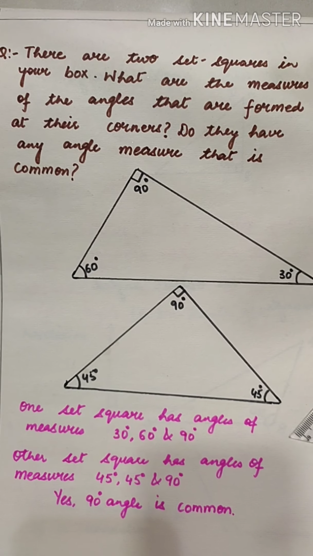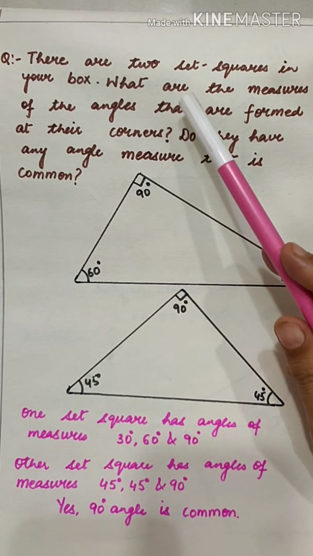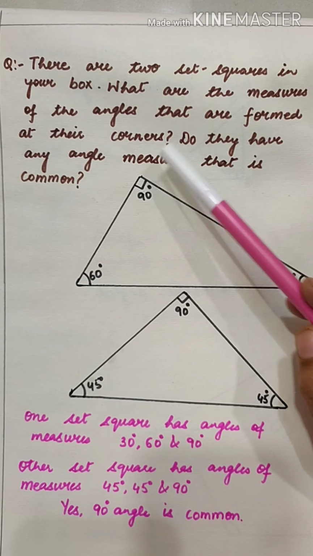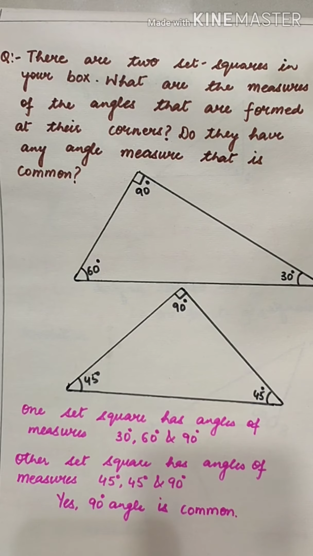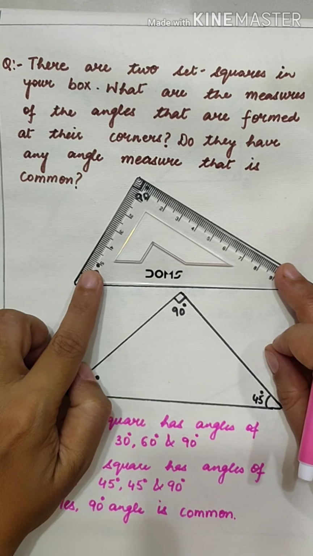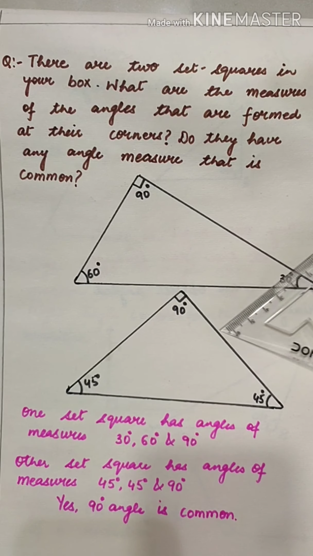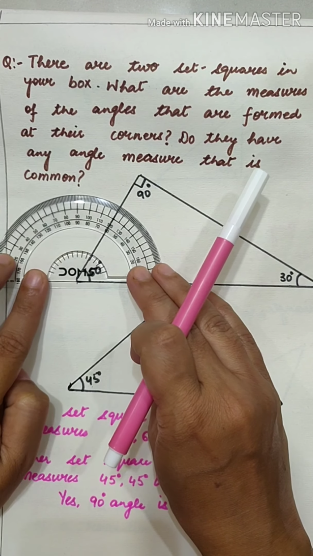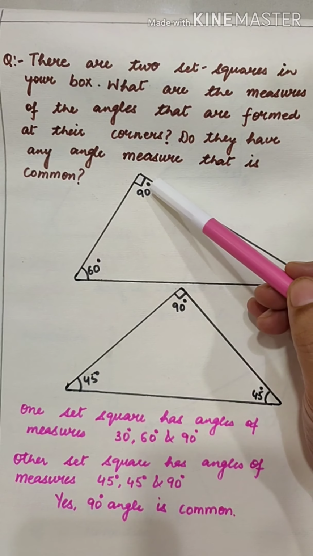Now the question is, there are two set squares in your box. What are the measures of the angles that are formed at their corners? Do they have any angle measure that is common? So we'll take first set square. This is the set square. I have drawn the figure of this set square. Then I have measured the angles of set squares. As this angle forms a 60 degree and this angle forms a 30 degree and this is the 90 degree.